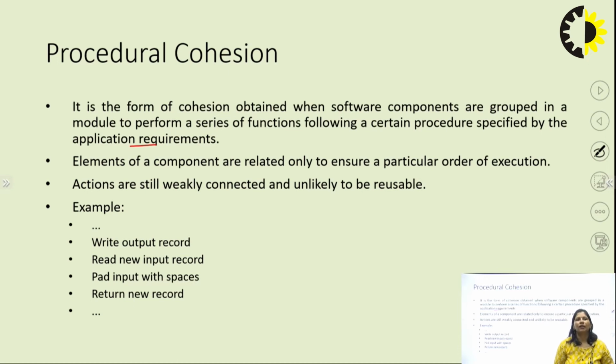We can take an example. If we write an output record, something has to be written, so first something has to be input. The new input record has to be read. Then the input record has to be padded with spaces. Then that particular record will be written. Then again the procedure of another new input record will start. So this is the sequence, or I will say this is the procedure that has to be followed.